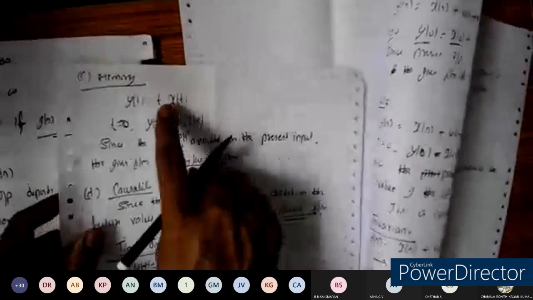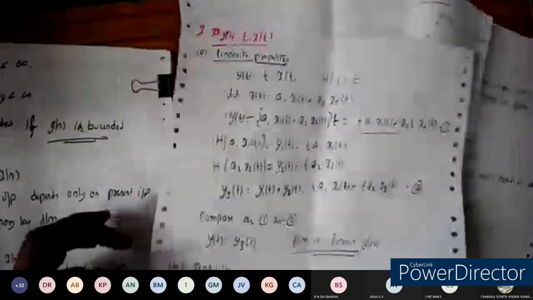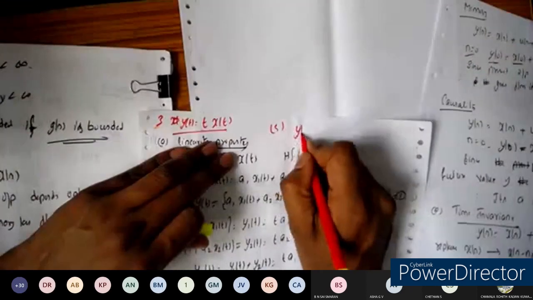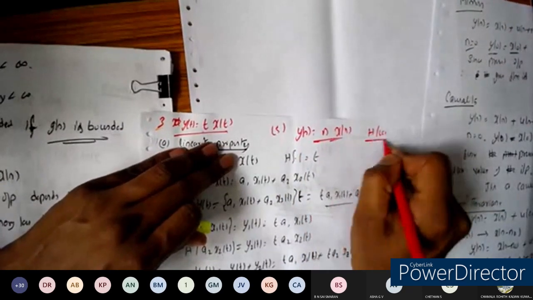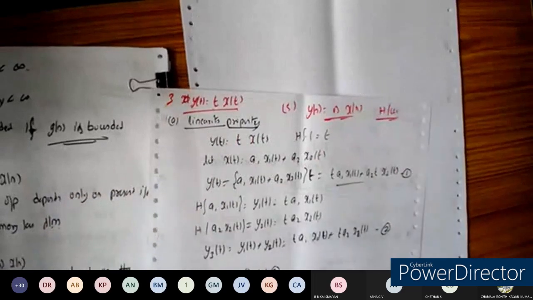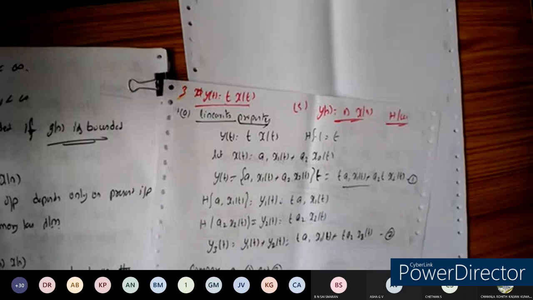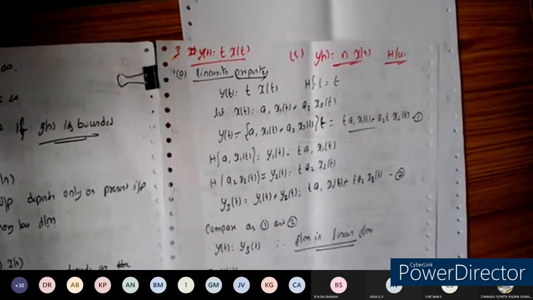The system properties are similar for t into x of t, so you can do another problem as homework. Take the fifth problem, y of n is equal to n into x of n, as homework and do that one. Okay, fine. Let us take the next problem.